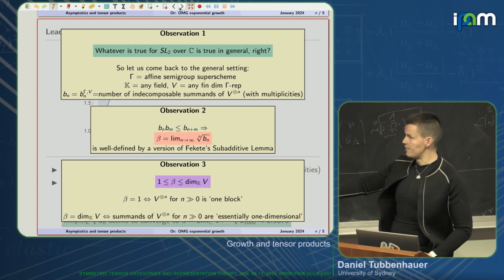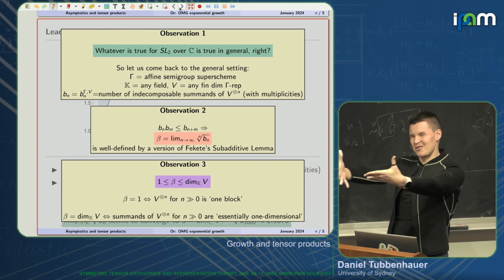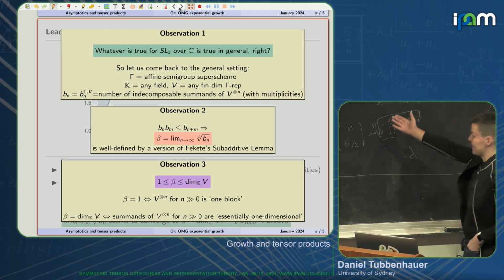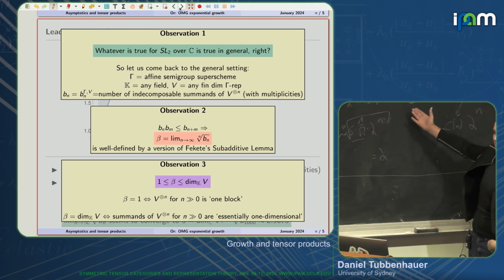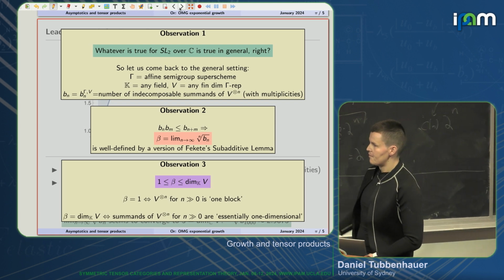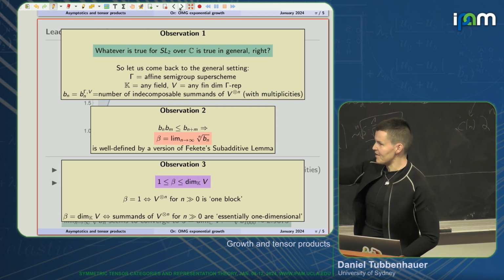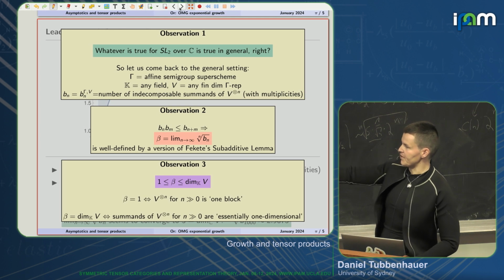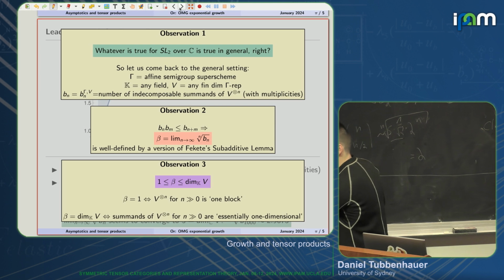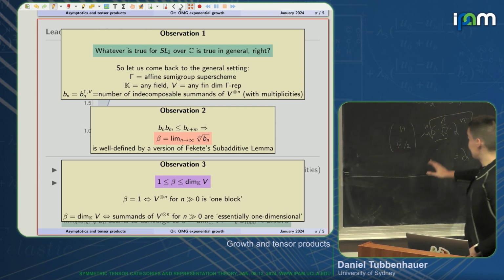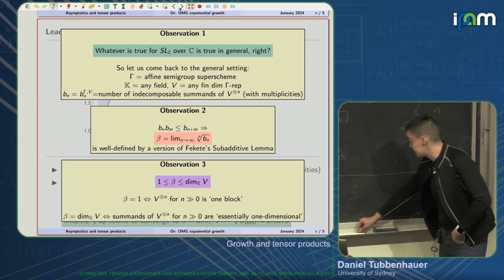It's somewhere between 1. 1 just means everything is one block. And the dimension, it can't be finer than the dimension, because that's the dimension of my space. So it can't be finer than that. And if it's the dimension, it's kind of fun. So it's somewhere in between. If it's the dimension, this really just means everything is really, really tiny compared to exponential growth. And exponential growth is really scary.